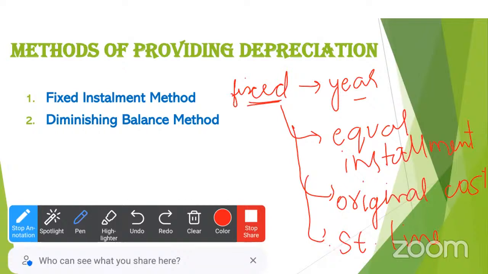Since the annual amount of depreciation charged to the asset account is same or fixed, this method is called fixed installment method, equal installment method. The amount of depreciation for every year will be same, so it is called fixed installment method, equal installment method. Next, diminishing balance method.